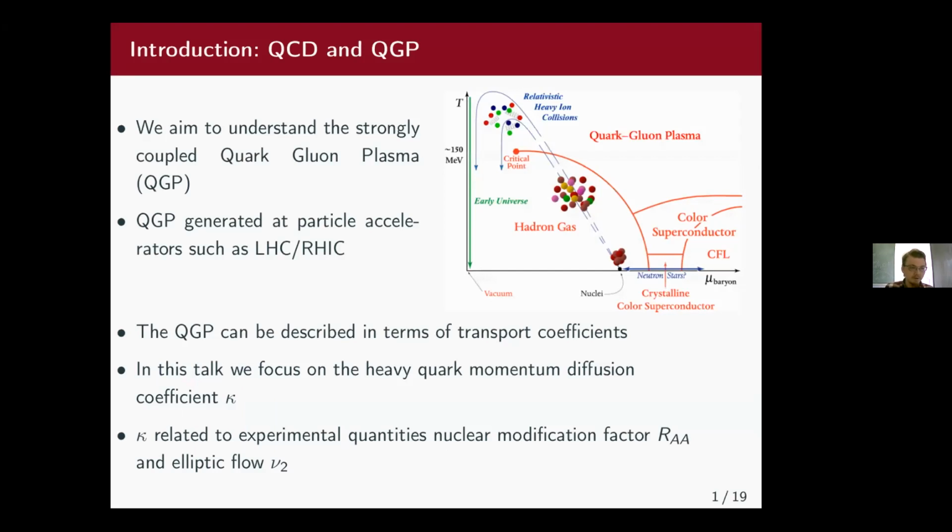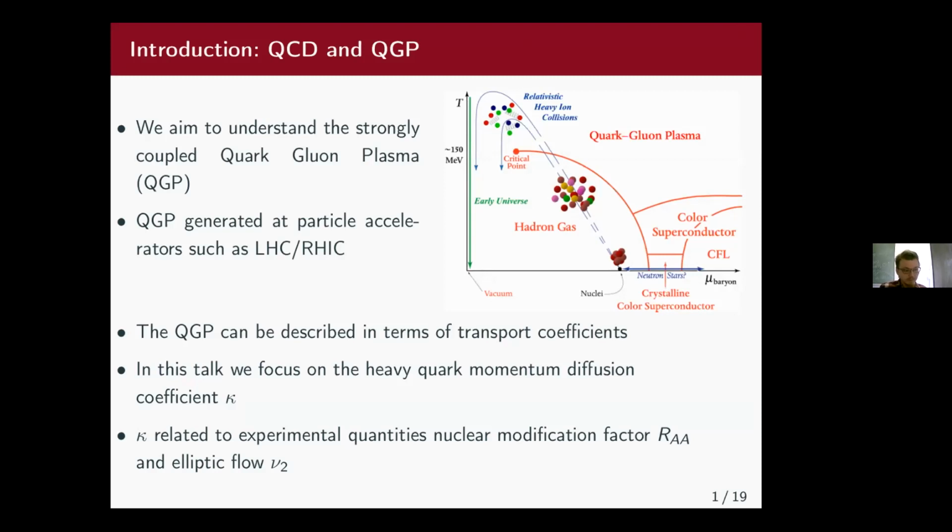And here we are focusing on the zero chemical potential and the deconfined phase. And this plasma is described in terms of transport coefficients. And in this talk, we are focusing on the heavy quark momentum diffusion coefficient kappa and the related coefficients, diffusion coefficient and drag coefficient and so on.